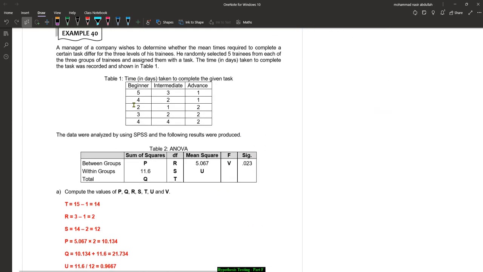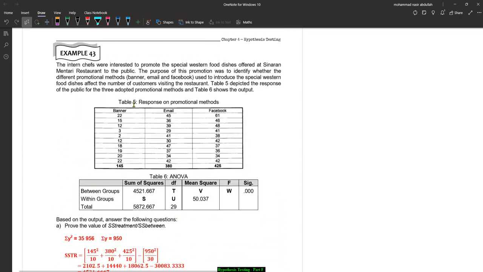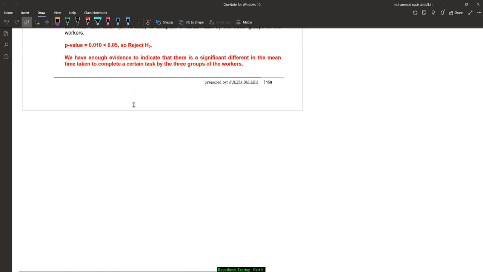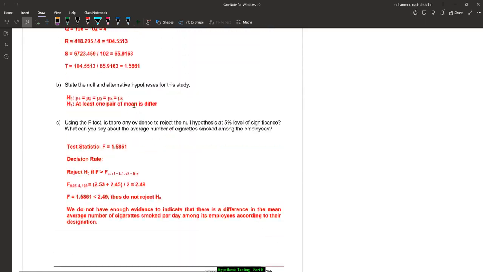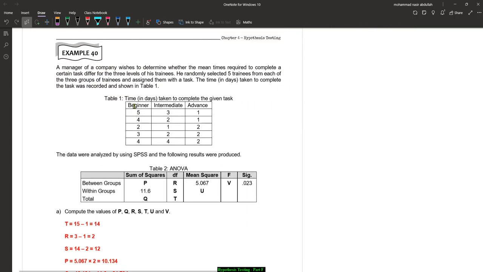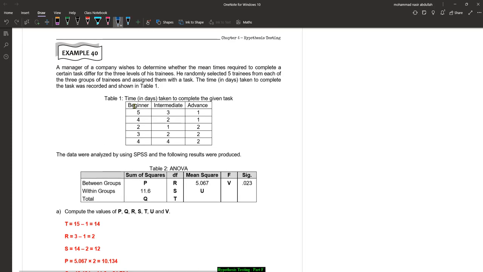So now let's look at example number 40. Right. Actually everything is the same, but let's look at example number 40 first before we go to the next example. So in example number 40, they give you the data. We have the data: beginner, intermediate and advanced. So we have 3 groups here, and all the observations are here already.